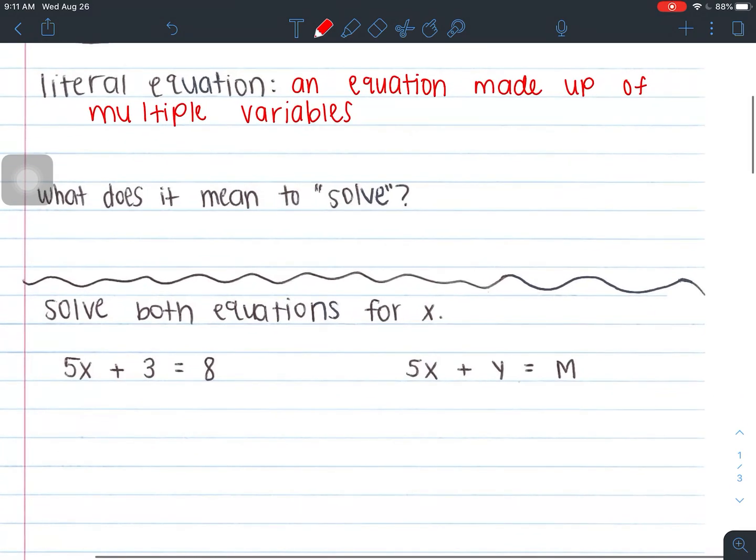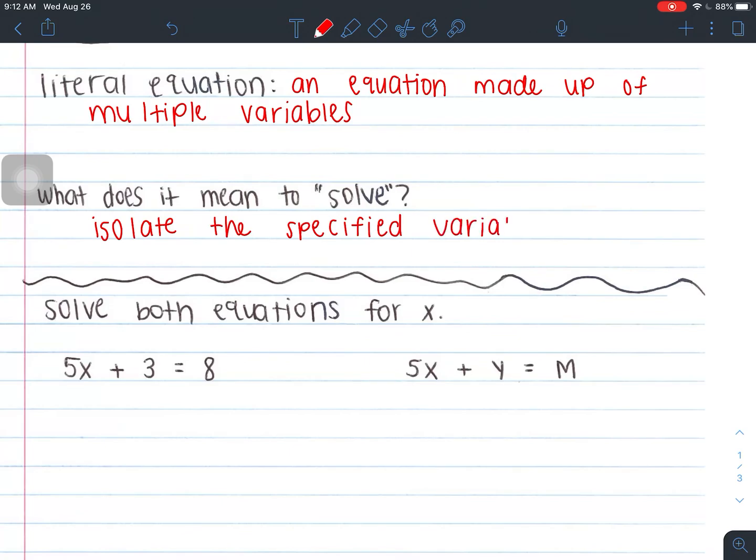So again, what does it mean to solve? Well, when we solve an equation, we're trying to always get x by itself or the variable, whatever is asking for. Well, with literal equations, it's the same goal, and they're going to specify to you which one they want you to isolate. So what does it mean to solve? It means you want to isolate the specified variable.